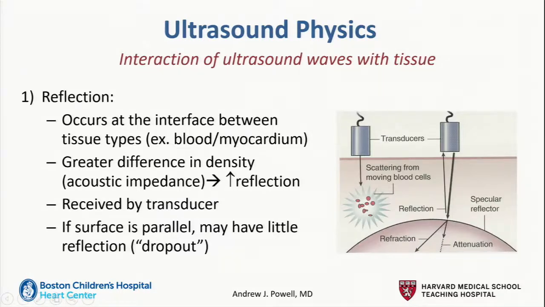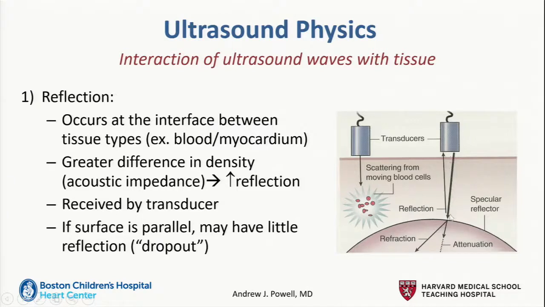All right, now over the next few slides, we're going to be talking about how ultrasound waves interact with tissues. And we've simplified this down. There are 4 things that can happen when sound interacts with tissues. And we'll go through each of them one by one, and they're reflected in this diagram over here. The first is reflection, and this reflection occurs at the interface between 2 tissue types, for example, blood, and then moving on to myocardium. So here you can see the sound wave coming off the transducer, going through one type of tissue, and then moving into a different type of tissue.